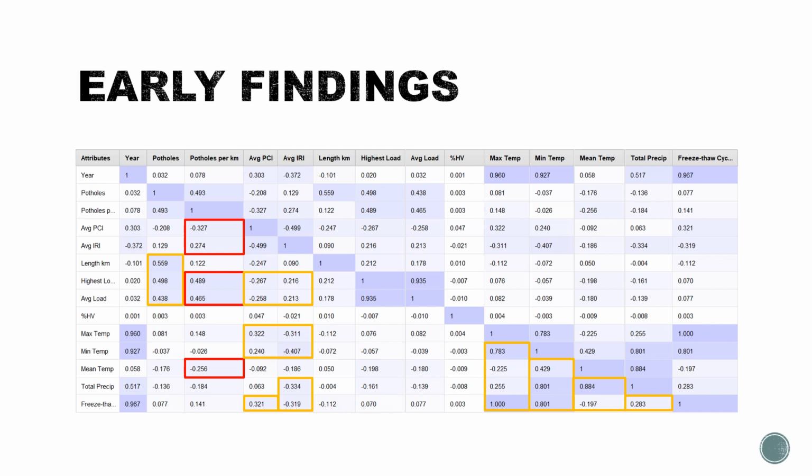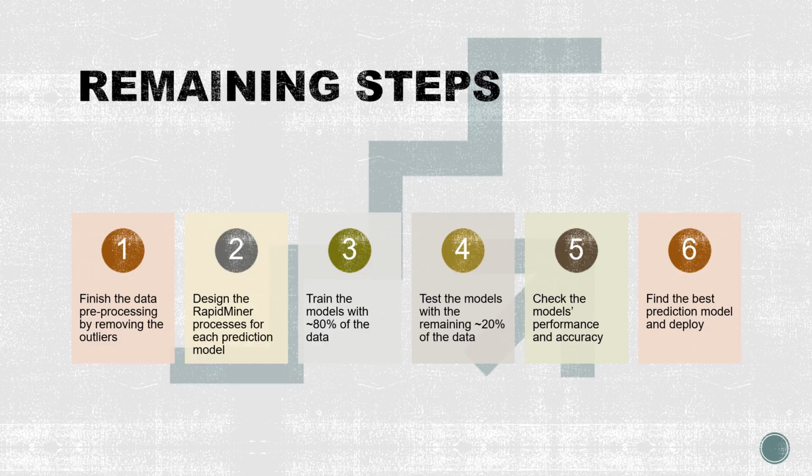As expected, our target attribute, potholes per kilometer, has correlation with average PCI, average IRI, highest load, average load, and mean temperature. It's worth mentioning that average PCI and average IRI have correlation with highest load, average load, and weather data. Next steps, we want to remove the outliers and finish our pre-processing and therefore come up with a better correlation.